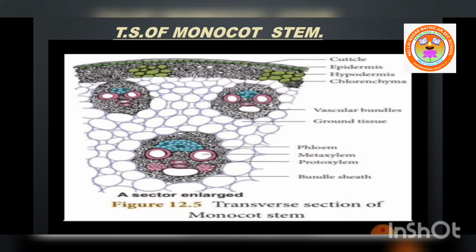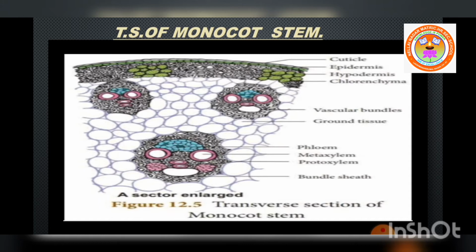So the major function of epidermis: protection, protects the inner lying tissues; cuticle, check transpiration; stomata, transpiration and gaseous exchange. So this is about the epidermis. Next to epidermis, we can see hypodermis. In dicot stem also, next to epidermis, we can see hypodermis. In dicot stem, hypodermis made up of collenchyma cells. But in monocot stem, a few layers of sclerenchymatous cells lying below the epidermis constitute the hypodermis.